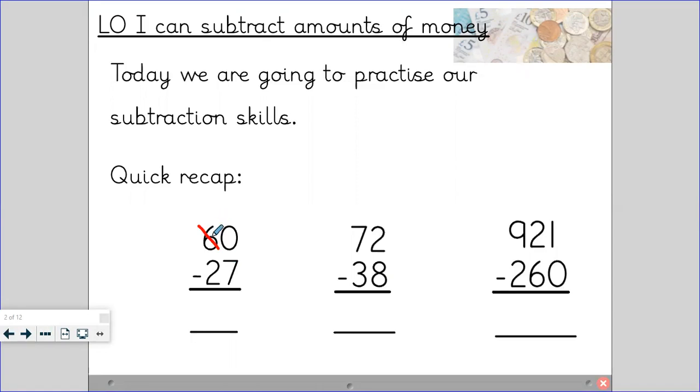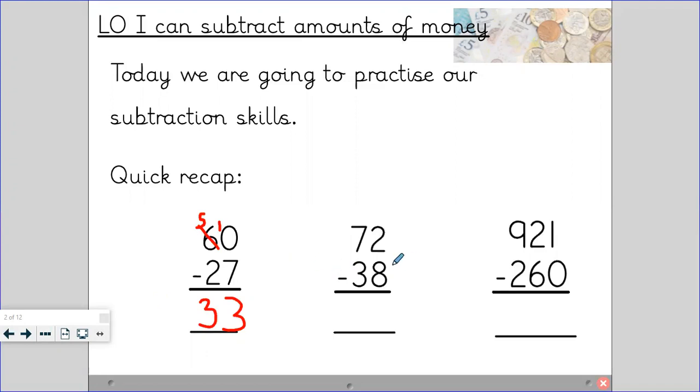exchange 1 ten for 10 ones. So we're putting this across into this column, so we've now got 10 ones and we're left with 5 tens in this column here. So we can now do it. 10 take away 7 equals 3, and 5 take away 2 also equals 3. So 60 take away 27 equals 33.